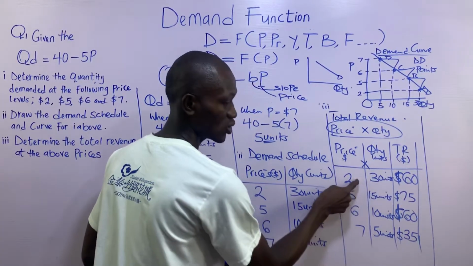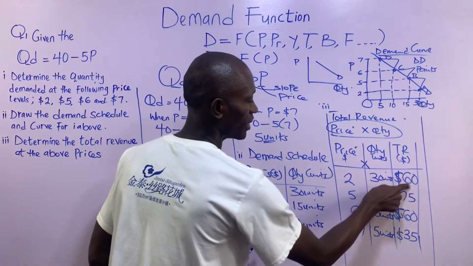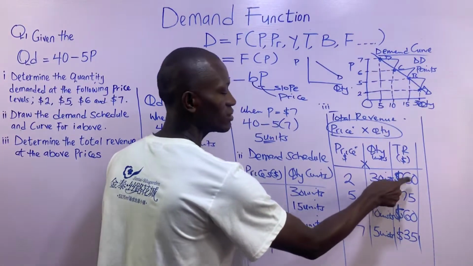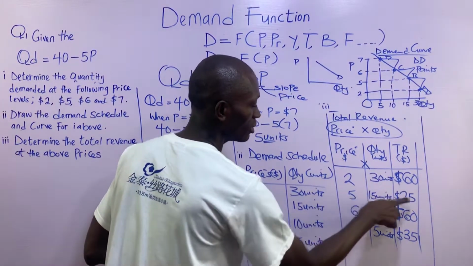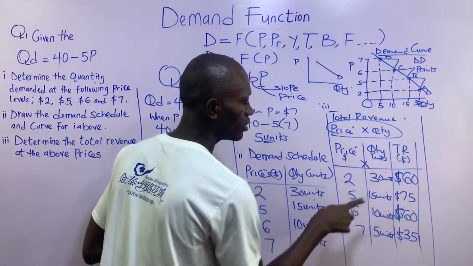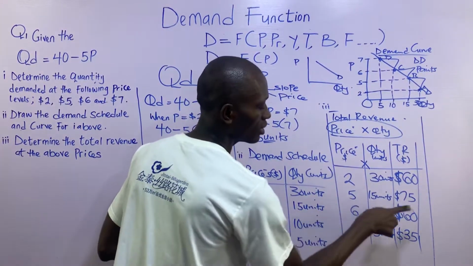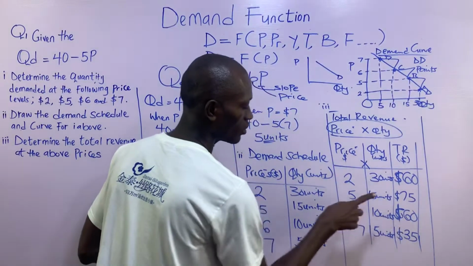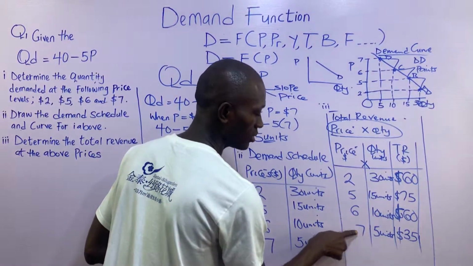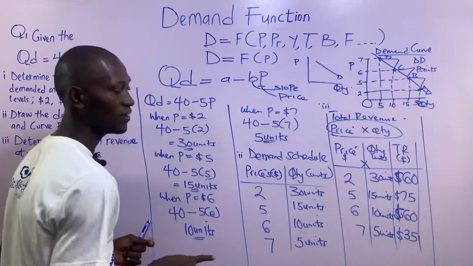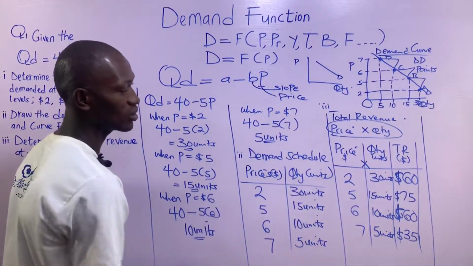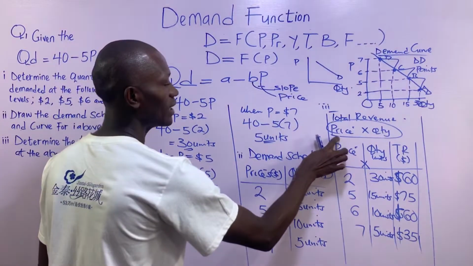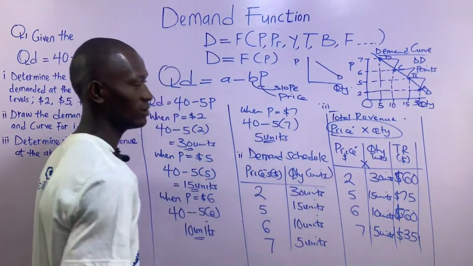So when price is $2, the supplier or producer will make $60. When price is $5, the producer will make $75. When price is $6, the producer will make $60. When price is $7, the producer will make $35. So that's how to get to total revenue. Don't forget price times quantity demanded.